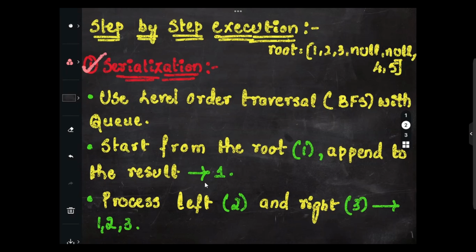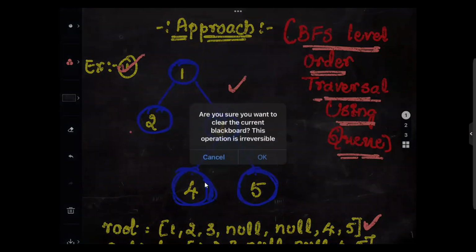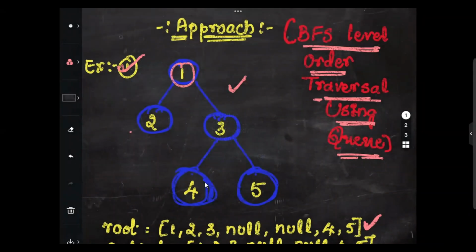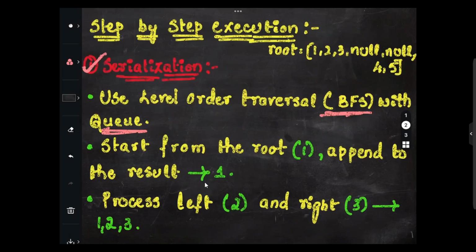First is the serialization part. Let's discuss this. We will use level order traversal, which is nothing but BFS with a queue. We will start from the root 1 and first append it to the result. I hope this is clear.